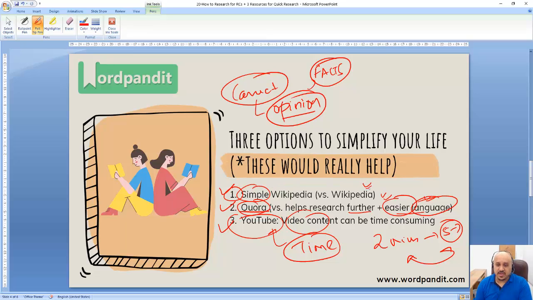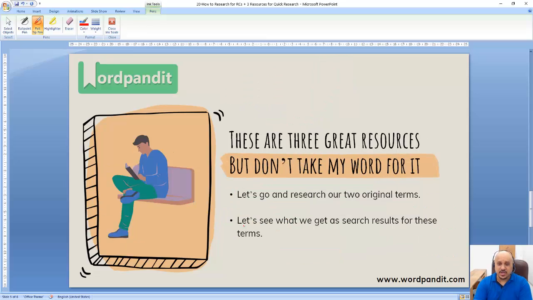So you search for simple Wikipedia instead of Wikipedia, you read it. Then you go to Quora, understand it. If you still can't get it, then you go to YouTube. So these are the 3 steps you follow for understanding anything, right? So these are the 3 ways of doing it.